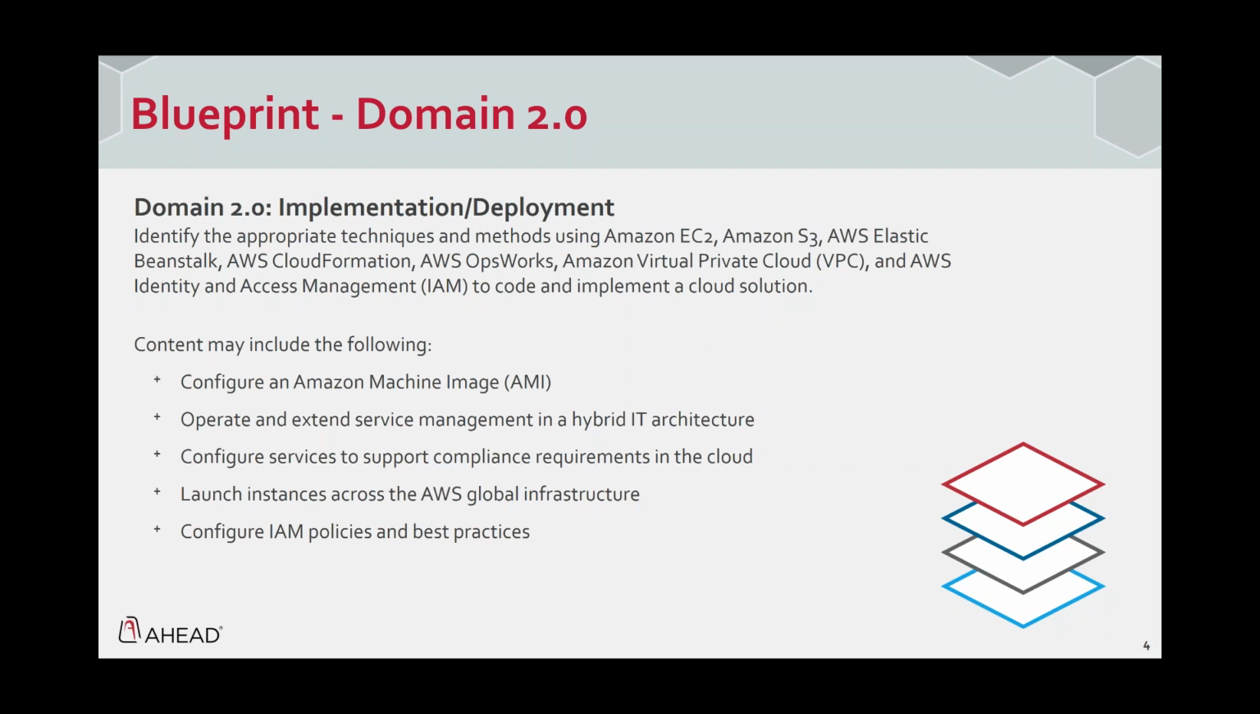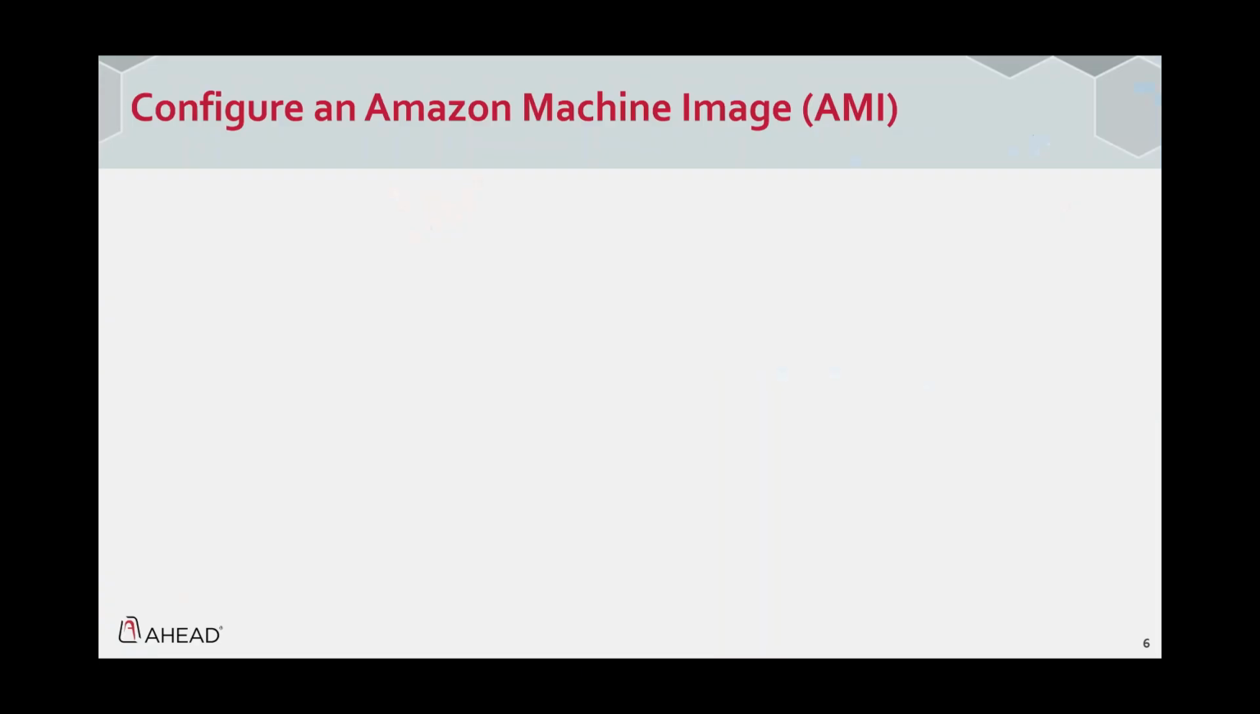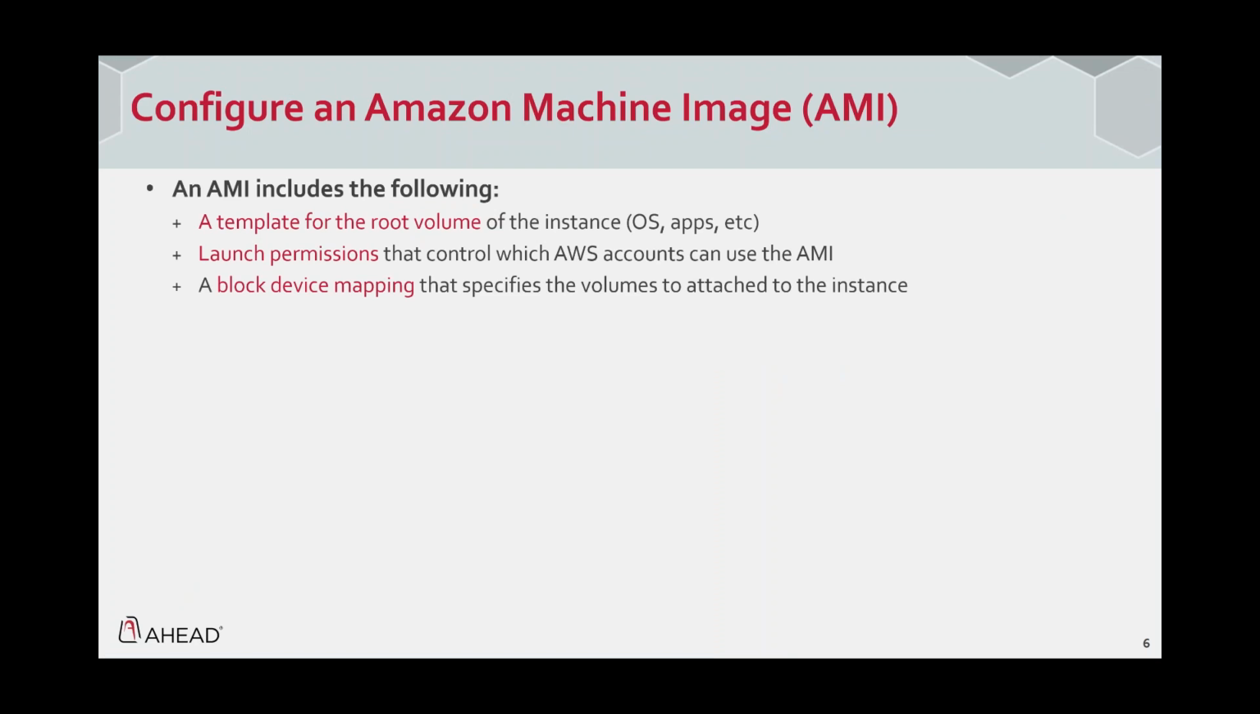So, to kick off here, one of the first subjects is configuring an Amazon Machine Image, or what a lot of people will call just an AMI. So what is an AMI really? It's what you VMware guys would call a template. An AMI contains a template for the root volume, like it would on the VMware side. That can contain your operating system, your application settings, whatever you deem necessary for a gold image, if you will. It also includes the launch permissions.